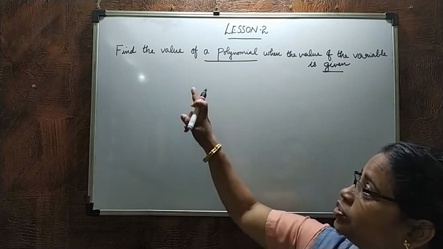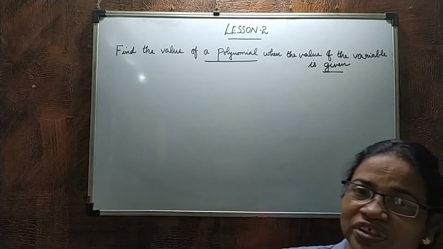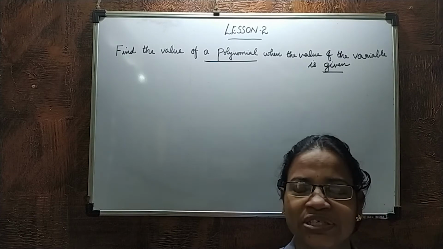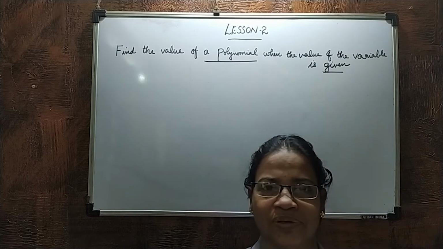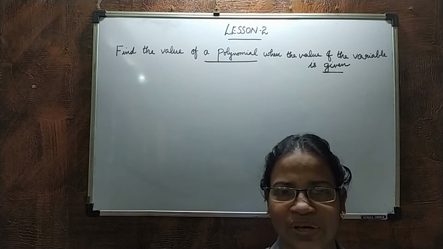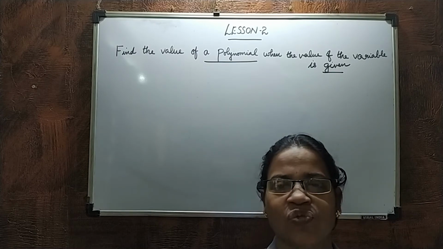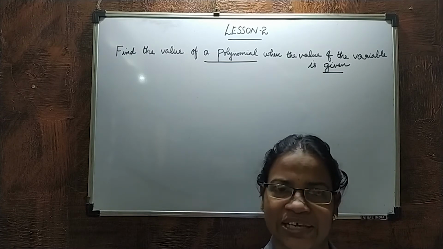Now, today we are going to start finding the value of a polynomial when the value of the variable is given. Means they will give you a polynomial and the variable also will be there. Instead of that variable, they will give you one number. Just substitute it, and the value we are getting is the answer.